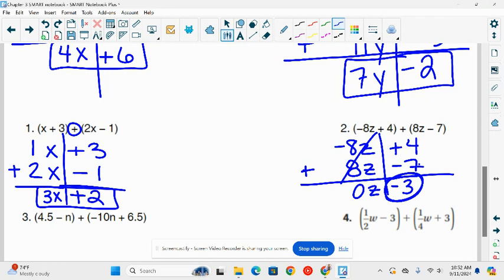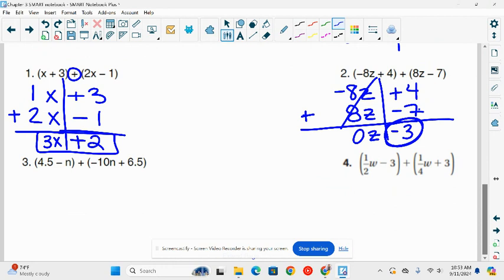What do we call that negative 8z and that positive 8z? We have a definition, or a couple definitions, a couple vocabulary words. 0 pairs, and what else? You got it? You were saying it? Additive inverse. Very good.